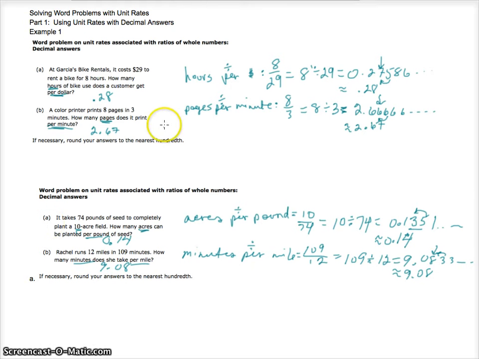So remember that the problem is going to give you the rate in the exact order you need to find it in. So make sure you check your rate, acres per pound, minutes per mile, and you go back and read the problem, because if you don't put it in the right order, you're going to get the incorrect answer. And the problem gives you the correct order every time.